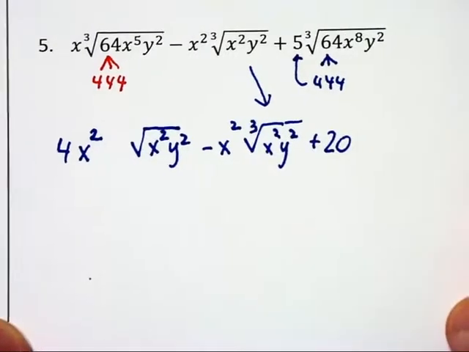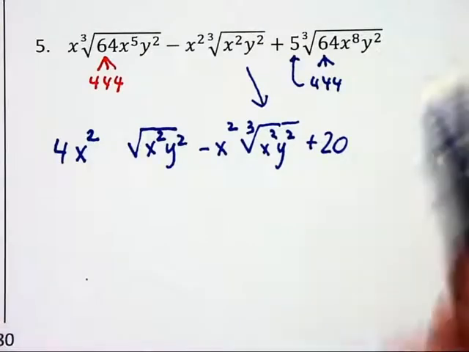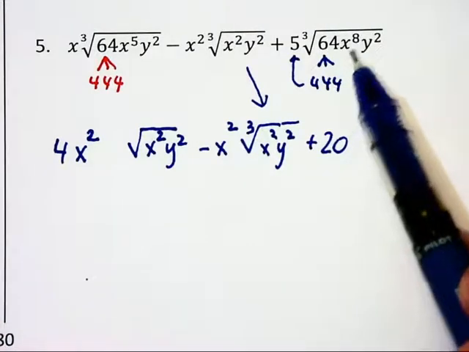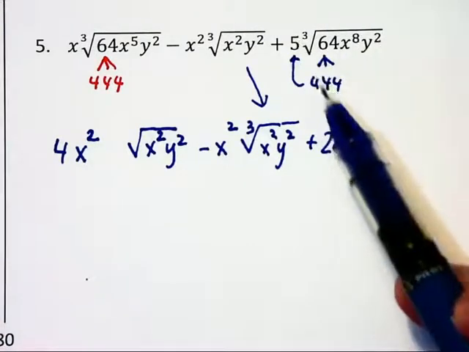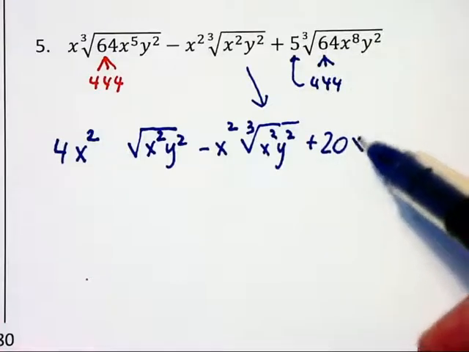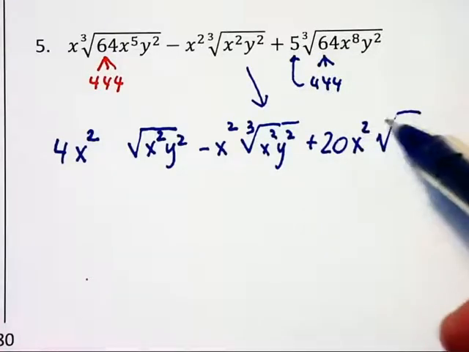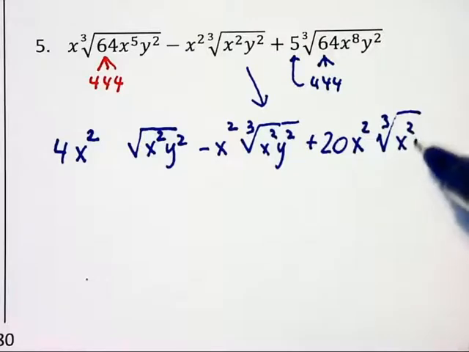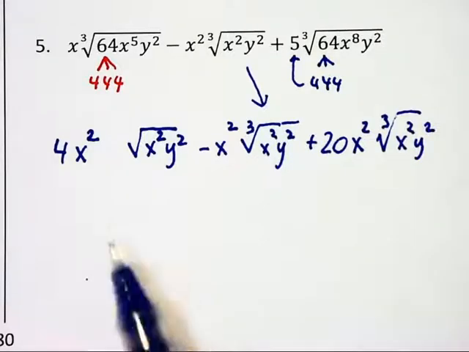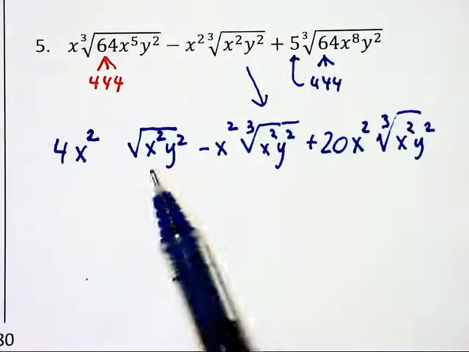I'm guessing I'm going to have the same radicand because these problems are rather contrived. x to the 8th, 8 divided by 3 is 2 remainder 2. So I'm going to have an x squared on the outside, cube root of x squared y squared. Now notice what we have. We've got the same radicand.